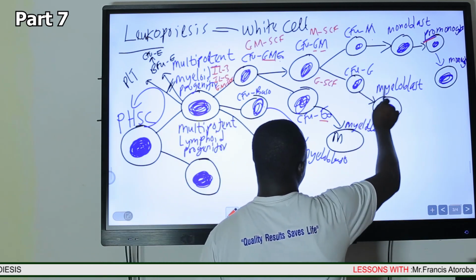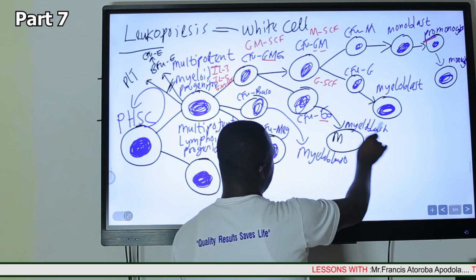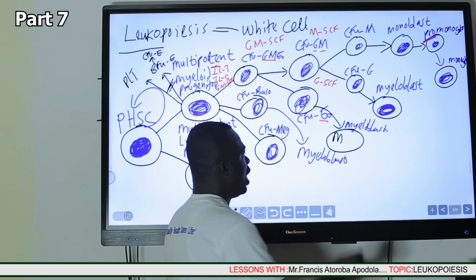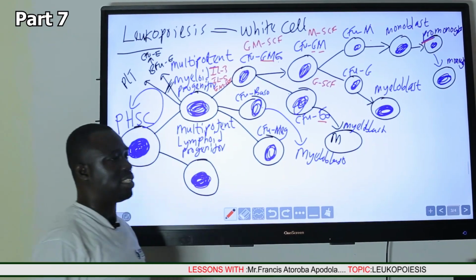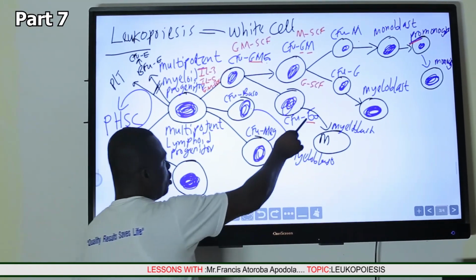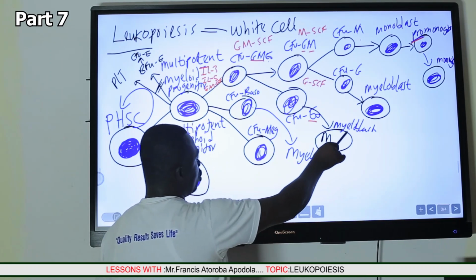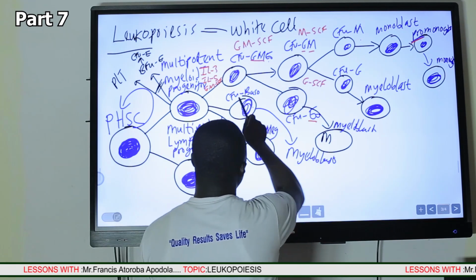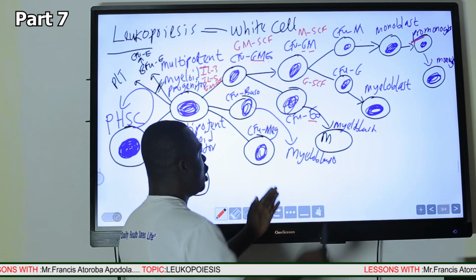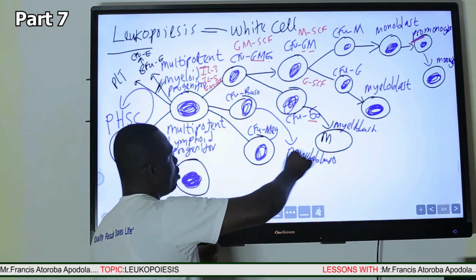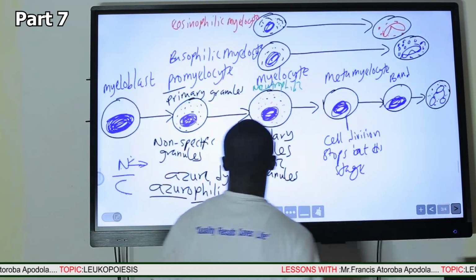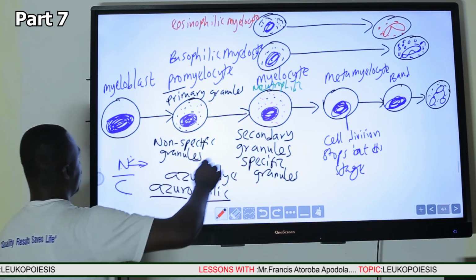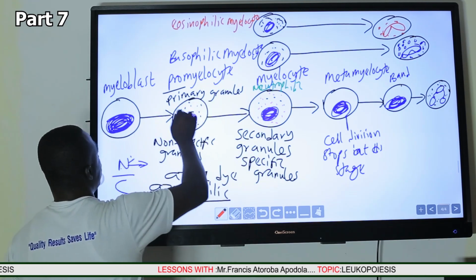Then the colony forming unit granulocyte, under the influence of the granulocyte stem cell stimulatory factor, differentiates into the myeloblast. This myeloblast happens to be the first precursor cell for all the granulocyte lineage. So the colony forming unit eosinophil will differentiate into the myeloblast under the influence of the granulocyte stem cell stimulatory factor, and basophil also differentiates into the myeloblast. So all these three different types of cells have a common precursor. And this common precursor, the myeloblast, will undergo further differentiation and proliferation to form the promyelocyte.